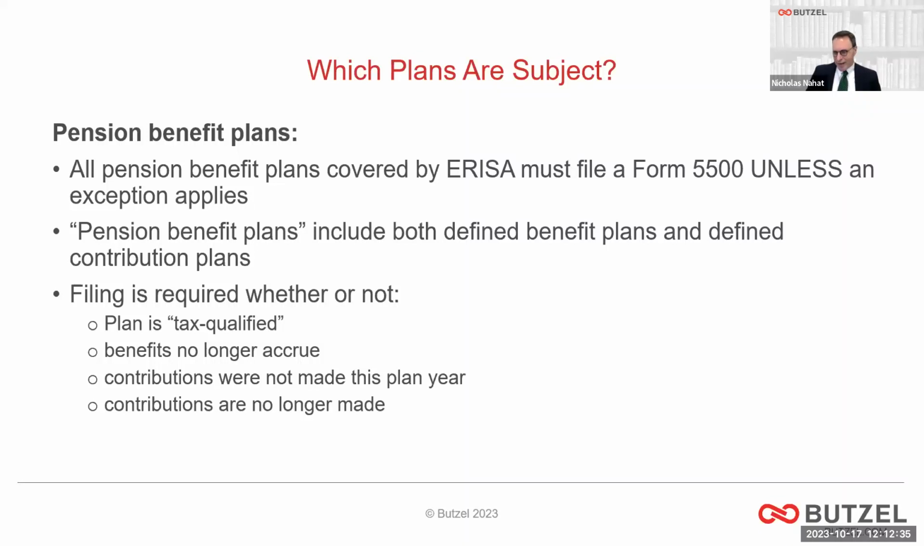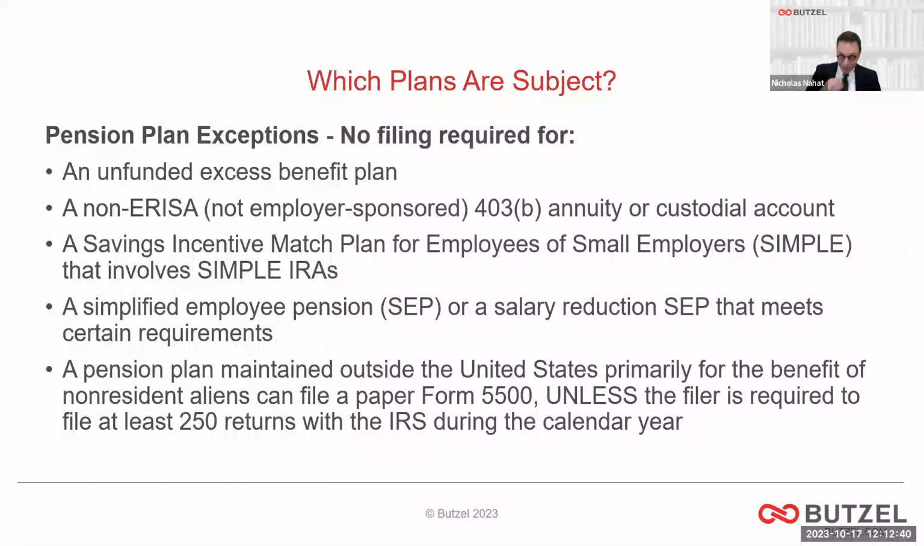So let's move on now to slide 6. As we know now from slide 5, all pension plans have to file unless there's an exception. And here we have some exceptions listed: the unfunded excess benefit plan, the non-ERISA 403(b) annuity, the SIMPLE IRA, the SEP, the pension plan that might be maintained outside the United States for non-resident aliens, primarily for their benefit.